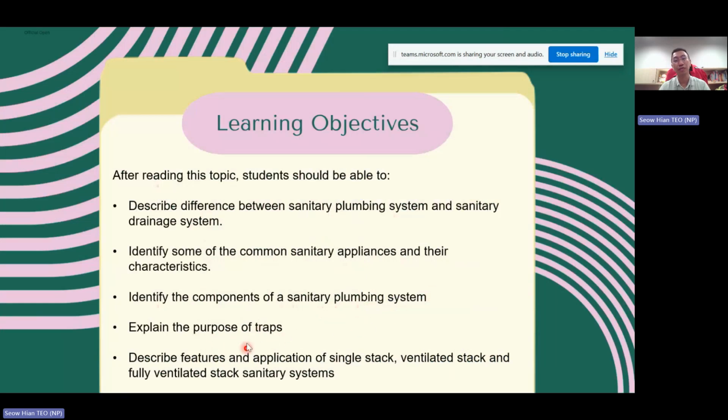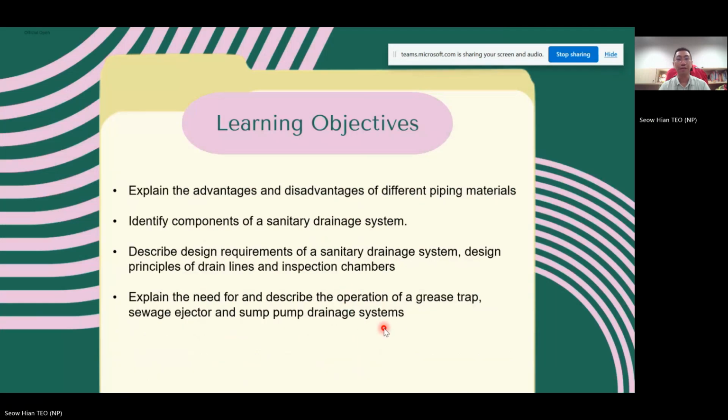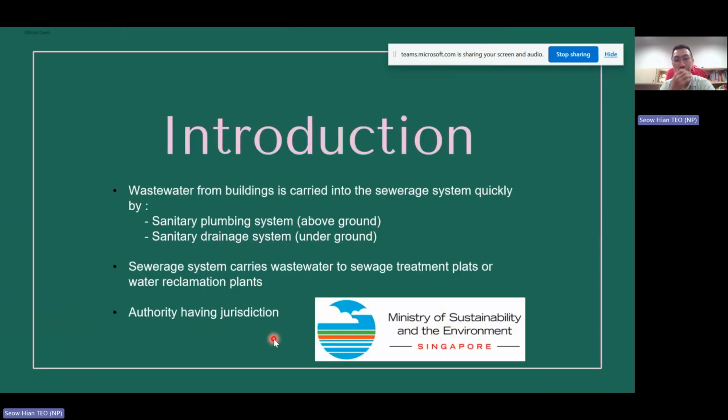and explain some of the traps, then describe the features of application on single stack and ventilated stack systems, right? Explain the advantages and disadvantages of the different piping, identify some components of the sanitary system, and describe design requirements for sanitary systems in the drain line inspection, and also describe the operation of a grease trap, sewage ejector, etc.